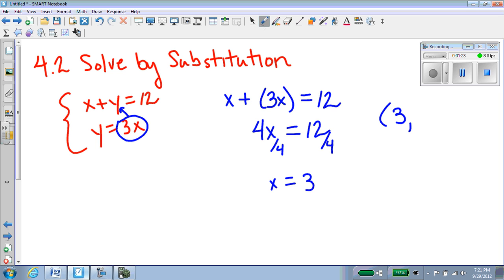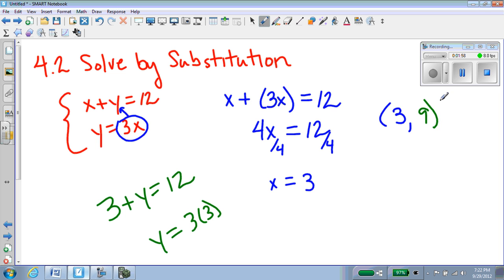Well, I can take the fact that x is 3 and put it into either one of these equations, either one. If you like this one, then you would say 3 plus y equals 12, and then subtract 3 from both sides, y is 9. If you like this one, you would say y is equal to 3 times 3, and you would also be saying y is equal to 9. So there is our solution. No graph required. So if you didn't like the graphing, you're going to love today and tomorrow.